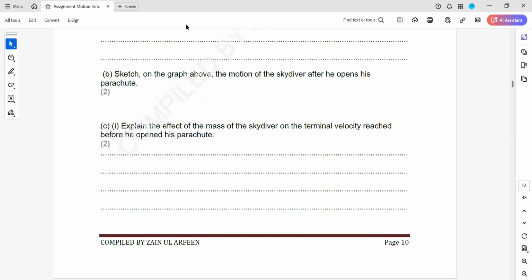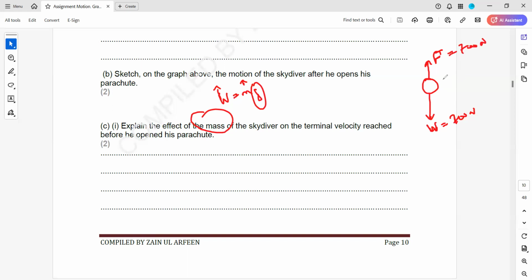Then what is the effect on the terminal velocity? Look, a person reaches the terminal velocity when the weight equals the drag. That's how you reach the terminal velocity. So what will happen if a person has a greater mass? Weight is mass multiplied by gravity. Gravity we consider constant. So if the mass increases, the weight will also increase. If one person has a 700 Newton weight, he needs 700 Newton to reach a terminal velocity.